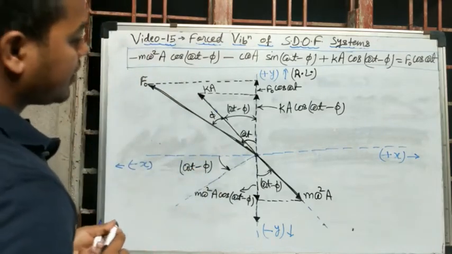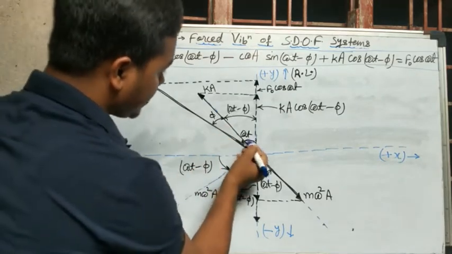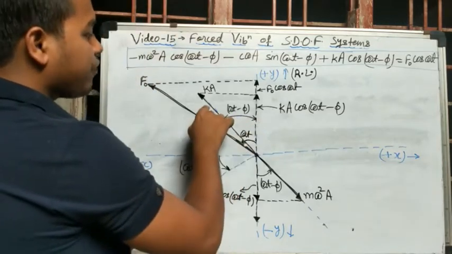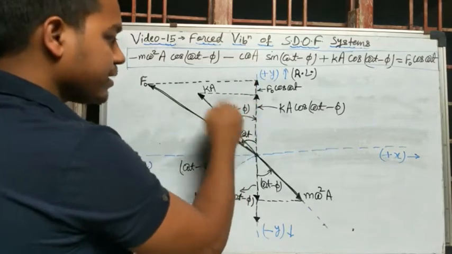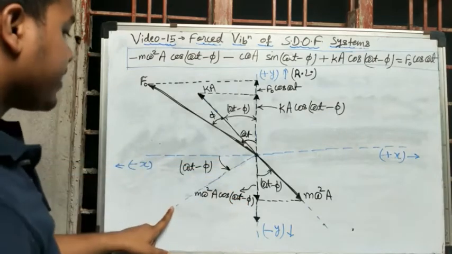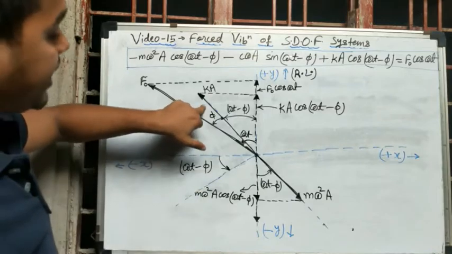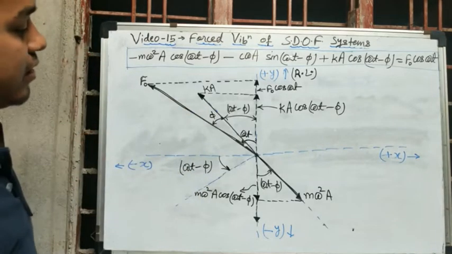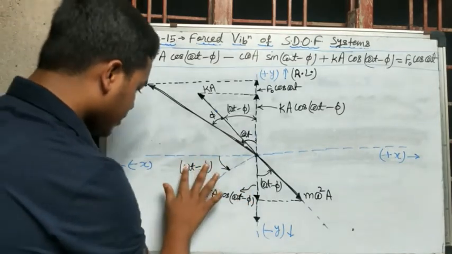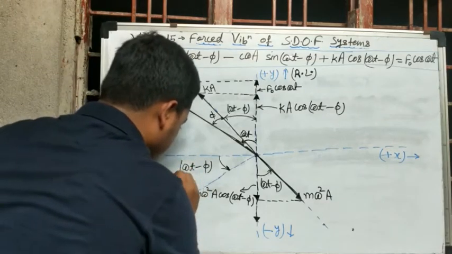Right. Then how much is this angle? If this much angle is omega t, this angle is omega t minus phi. The angle between the line of action of the force Ka and the reference line, that means the vertical axis, is omega t minus phi. And the angle between the line of action of c omega a and the horizontal axis is omega t minus phi. Then how much is the angle between line of action of Ka and c omega a? The angle is obviously 90 degree, pi by 2. So I'll suppose this angle to be omega t minus phi.